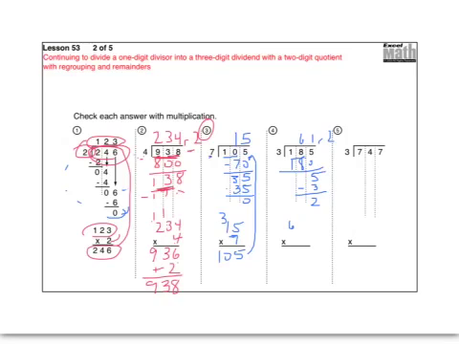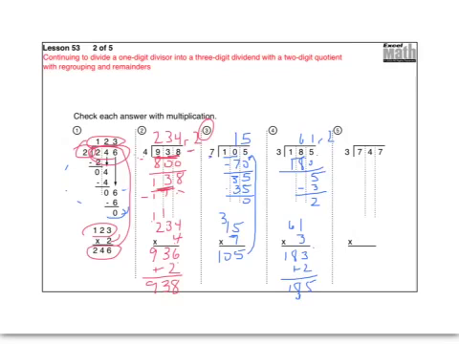So now I do 61 times 3. 3 times 1 is 3. 6 times 3 is 18. 183. Doesn't match up. That's because I have to add the remainder on to get 185.